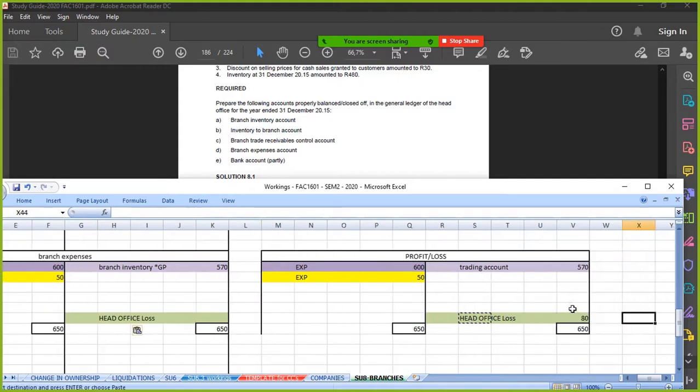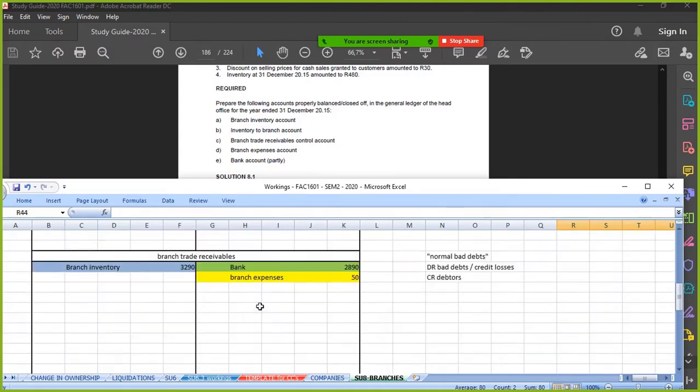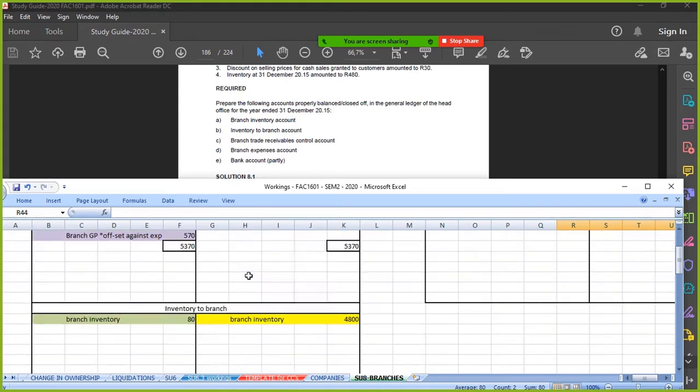Okay, it's similar to profit and loss. If you had profit and loss, you would have closed this off to the capital account. Okay, if you close off this to the capital account, you're decreasing capital, so you're viewing this as a loss. Okay, so that's the head office loss. What else do I need to close off here? Okay, so I've closed that one.